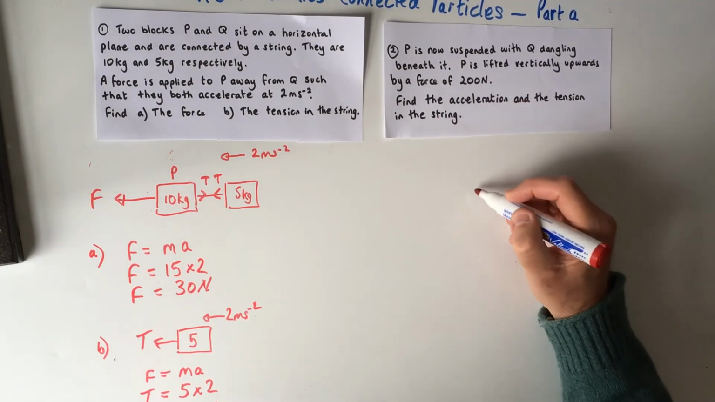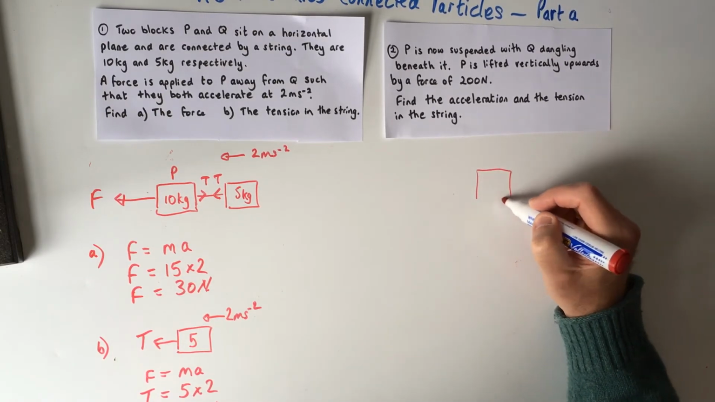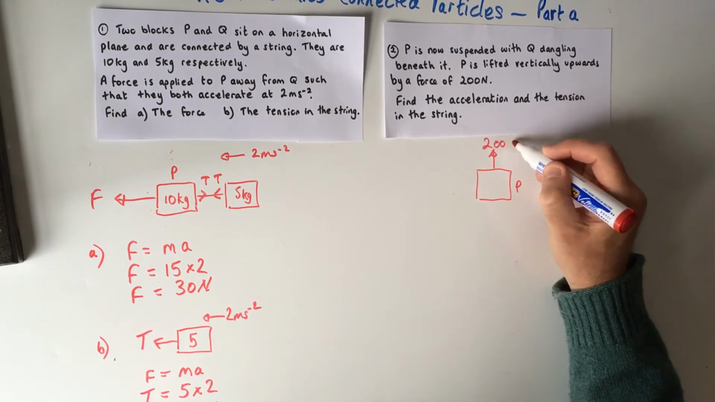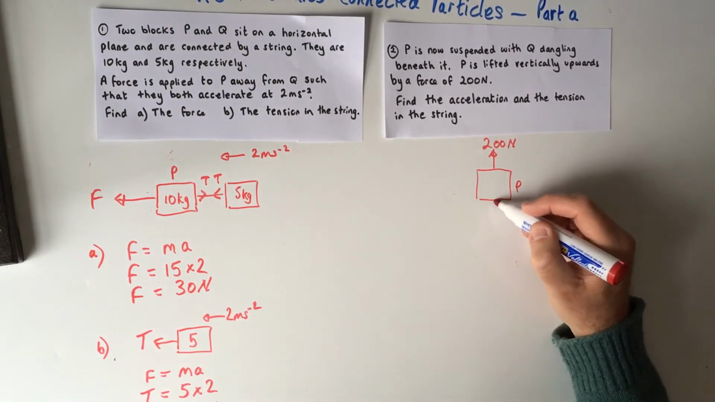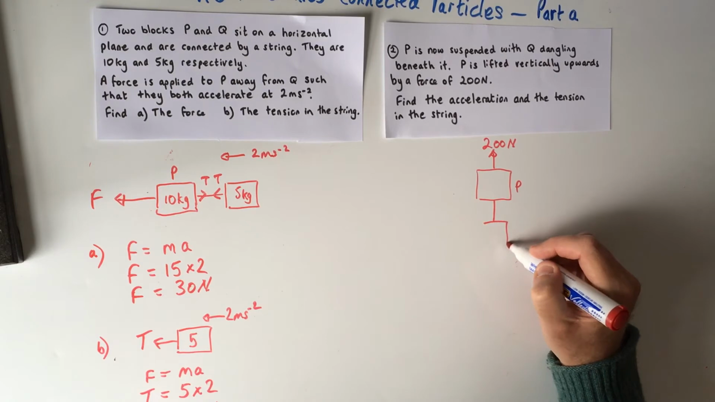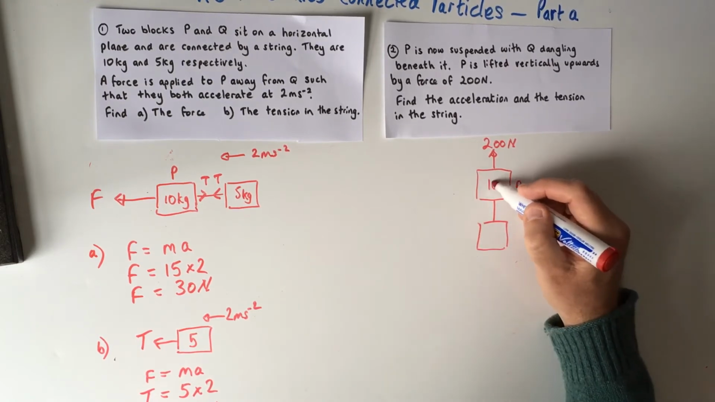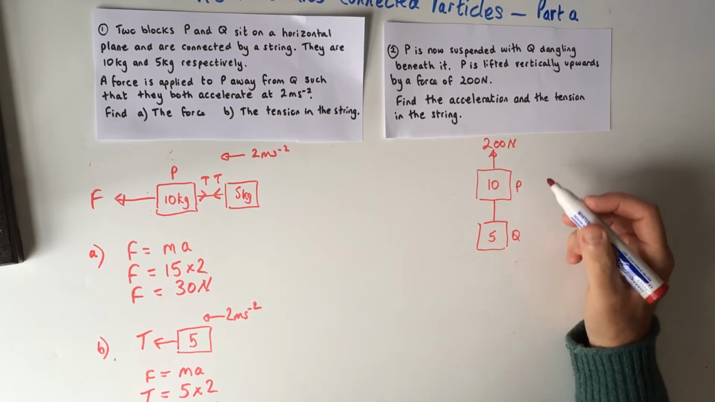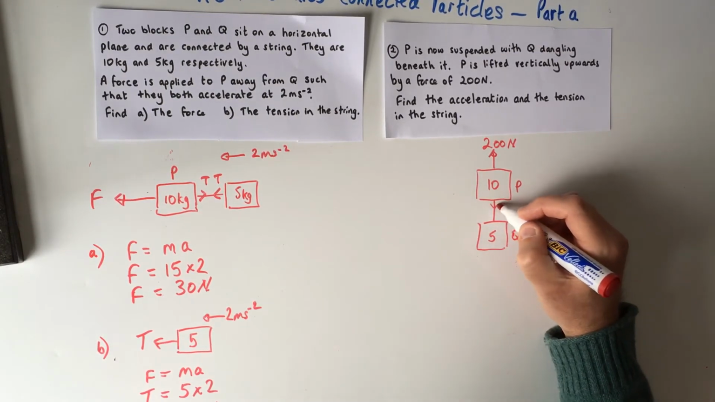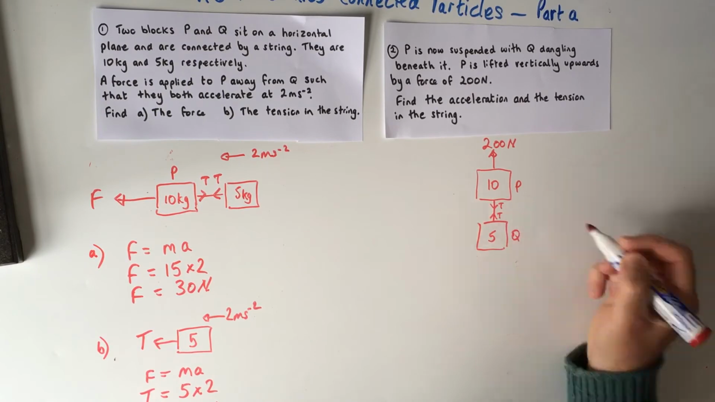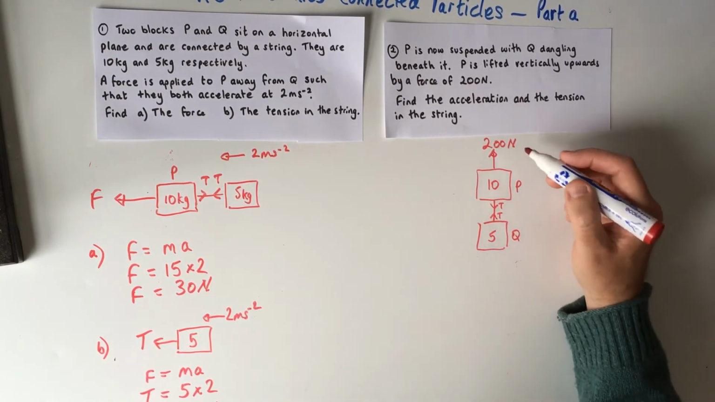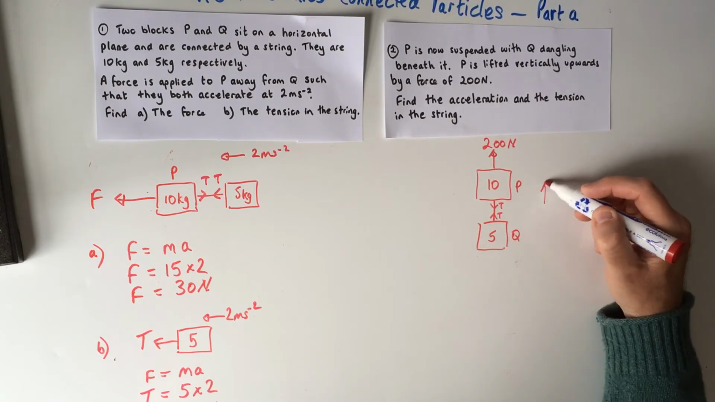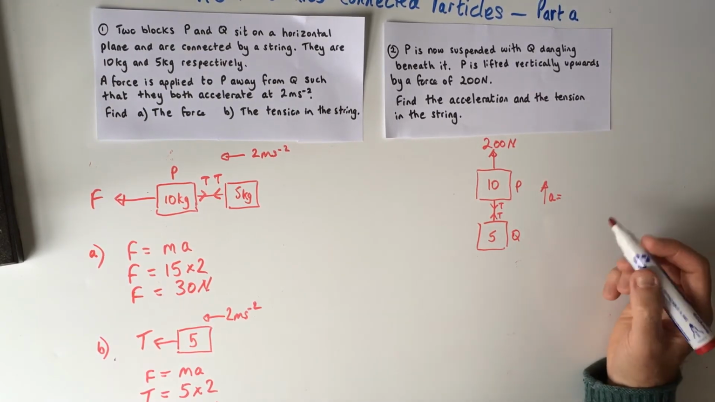Okay, P is now suspended, so there's P. This time I've given you the force of 200 newtons, so let's put that in, and dangling down below it, we've got 10, we've got 5, and we've got Q dangling down below it. Let's put the tension in, acting away from both of those. We've got to find the tension in the string and the acceleration. So it's telling us it's going to be accelerating upwards.